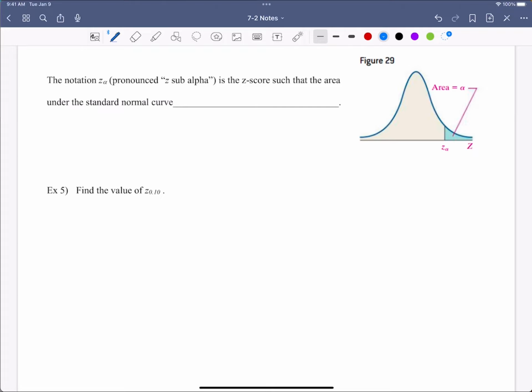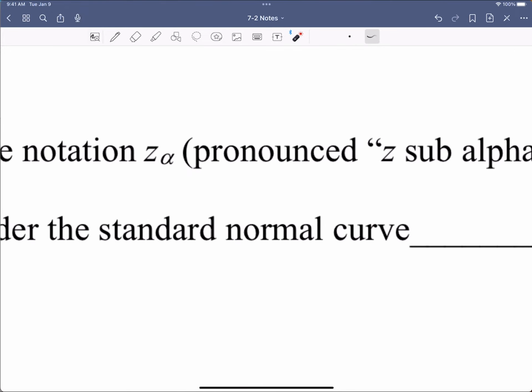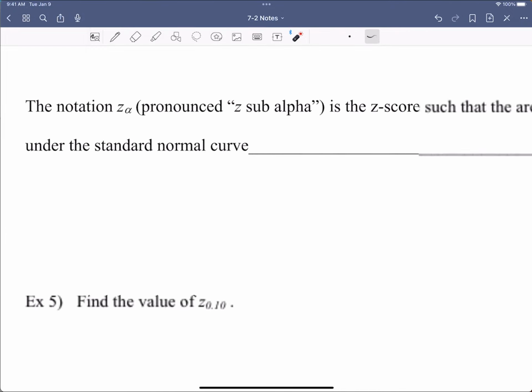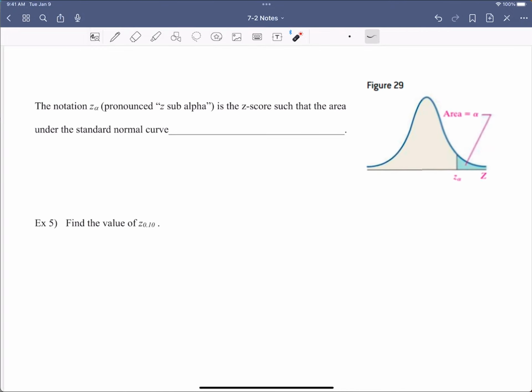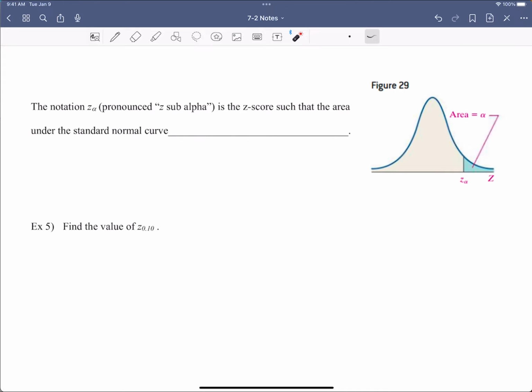All right, we're going to take what we have already been doing and just put a more generic term to it. We're still talking z-scores here, but we're going to put this at the z sub alpha. This is just the Greek letter alpha, and it's literally pronounced z sub alpha. So anytime you see that sub alpha, that's an automatic indication that your area is going to the right. That's what that means, that it's the area to the right.